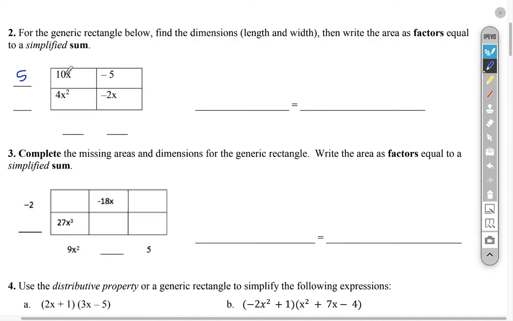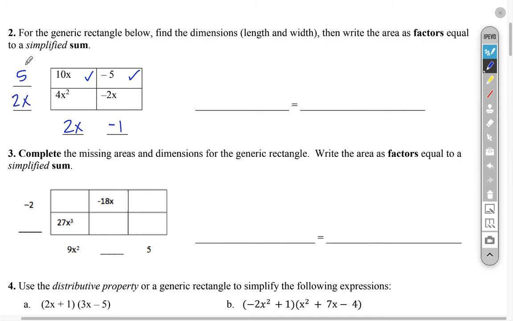All right, and then 5 times what is going to give us 10x? So that's going to be 2x. And then 5 times what gives us negative 5? And that's going to be negative 1. All right, so that takes care of our first two boxes. Now, negative 1 times what gives us negative 2x? Right, 2x. So does 2x and 2x give us 4x squared? It does. So we know that that is going to be right.